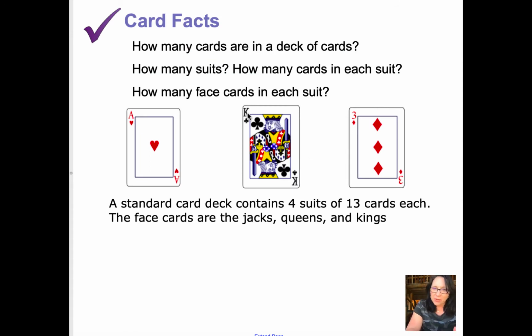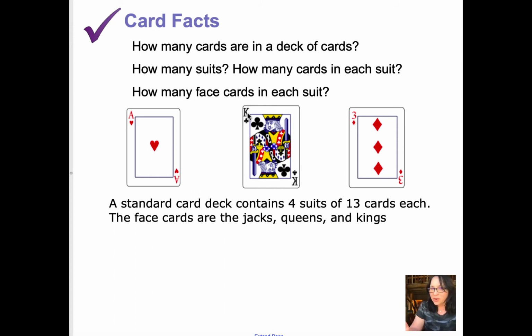So we're going to start off with cards. Something about card facts: how many cards are in a deck? Well, there are 52 cards in a deck. There are 4 suits: hearts, spades, clubs, and diamonds. How many cards are in each suit? There are 13. So there are 13 hearts, 13 clubs, etc.